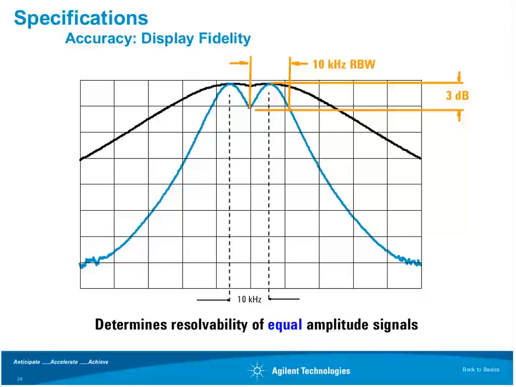Now, resolution bandwidths, I mentioned, let us resolve signals that might be close together. Here's an example of that. Let's say we have two signals that are 10 kilohertz apart. If I use a very wide filter like this black trace shows, this might be 30 or 100 kilohertz bandwidth filters, the filter is so wide that we basically capture the energy from both of those signals together, and it's very difficult to tell that there are actually two signals present.